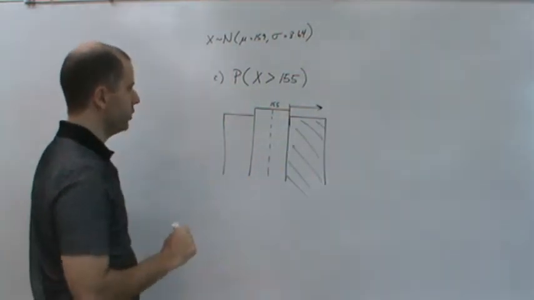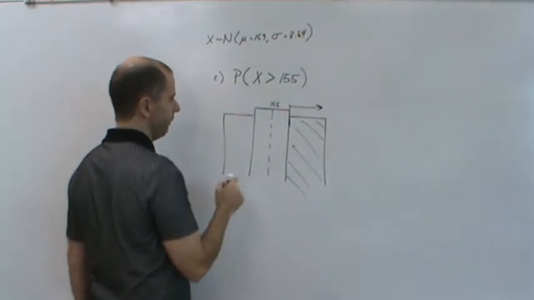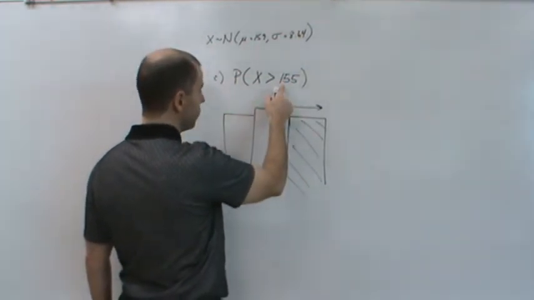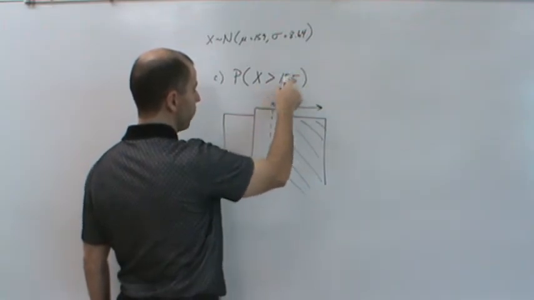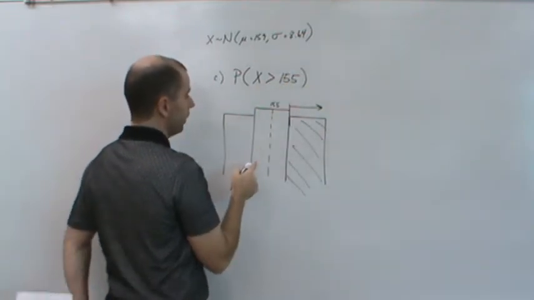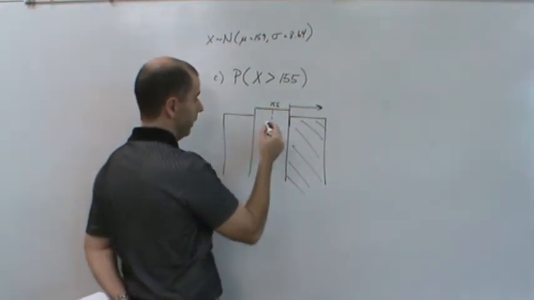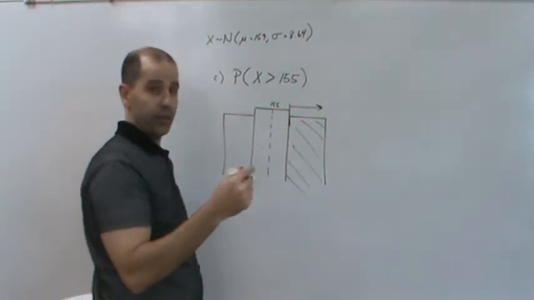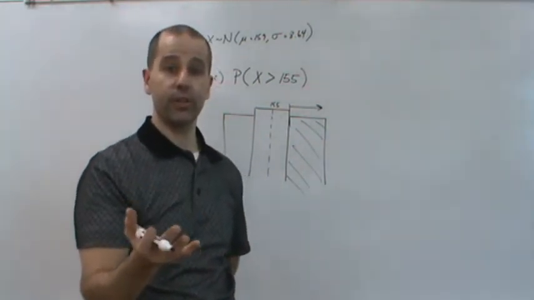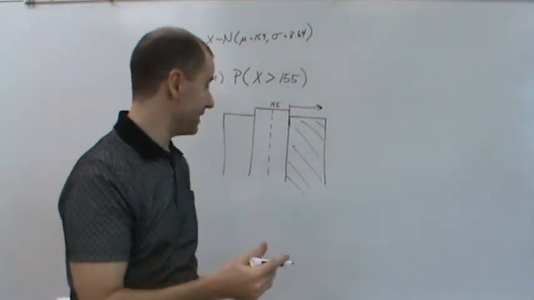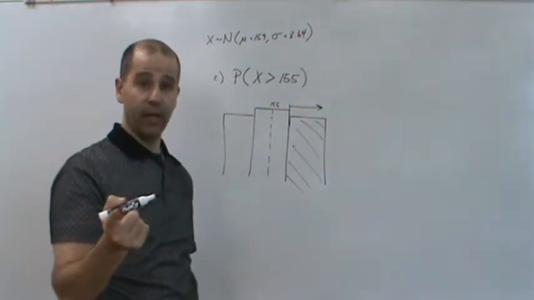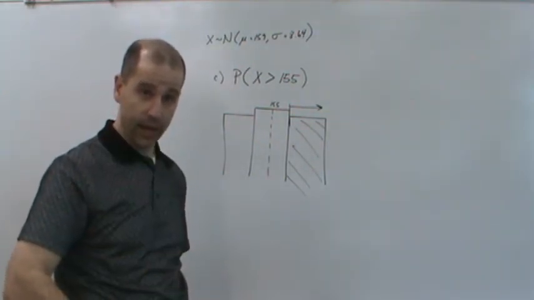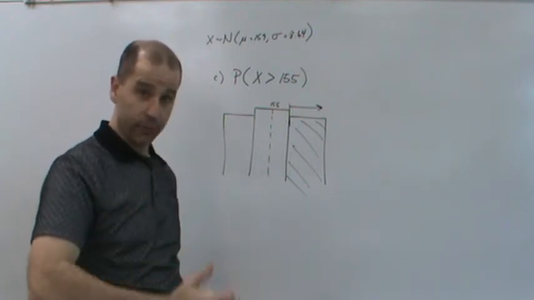Right? So we don't want to include 155, which means that if we use the normal approximation and we use 155, we're going to be including this piece here, okay? Because remember, the normal approximation is a continuous random variable, right? If we put in 155, it's going to calculate right from 155.